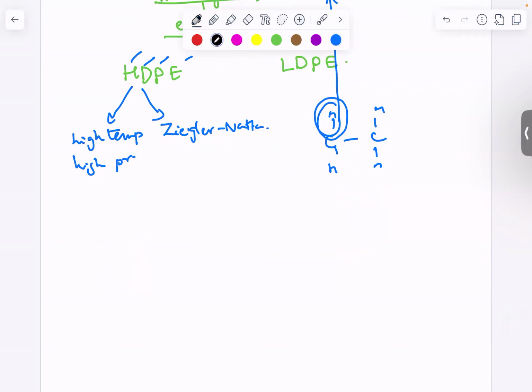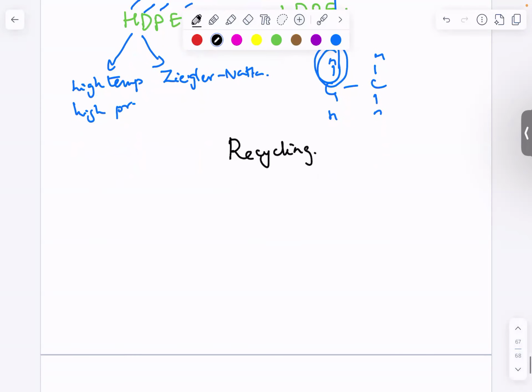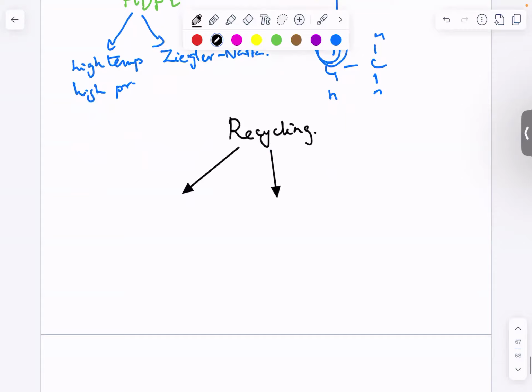Now comes the recycling. Now we are going to do the recycling of the polymers. Now, in your syllabus, they have given a few ways of recycling polymer. Why do we need to recycle polymers, Zena? What comes to your mind? Why do we need recycling of the polymer?